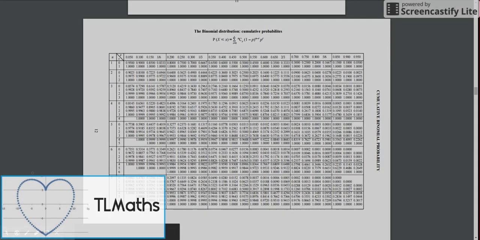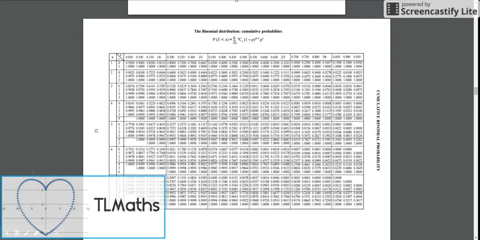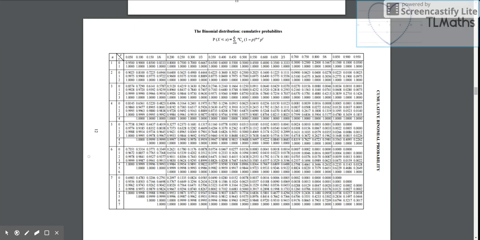So in this video, I want to show you how to use the binomial distribution cumulative probabilities tables that are in the back of the MEI formula booklet. This is on page 12. I'm going to show you a particular problem, the one we looked at in the previous video, where I showed you how to do this the long-winded way.